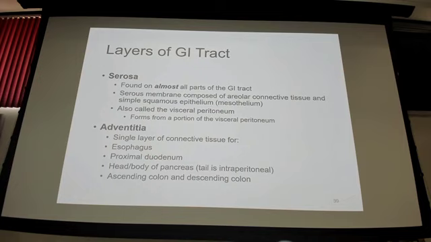So the serosa, also called the visceral peritoneum, the outer surface of the organ. The adventitia, now this is the list of the places that have an adventitia versus a serosa. It's just slightly different. And one of the main purposes of the serosa and the adventitia and the peritoneal membrane, as we're going to talk about in a little while, is anchoring a lot of this stuff down.